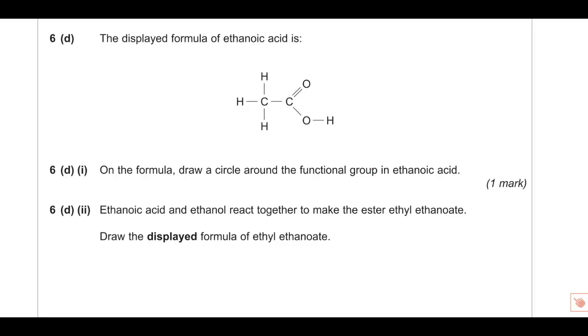On the displayed formula of ethanoic acid, draw a circle around the functional group in ethanoic acid. Right, this here, again, actually A level as well. That is the functional group for ethanoic acid, and as it is for any carboxylic acid. If this here was just an H, it would be methanoic acid, and still it would have that COOH, but obviously it's not. It has that little CH3 drawn on there, so it's ethanoic acid instead.